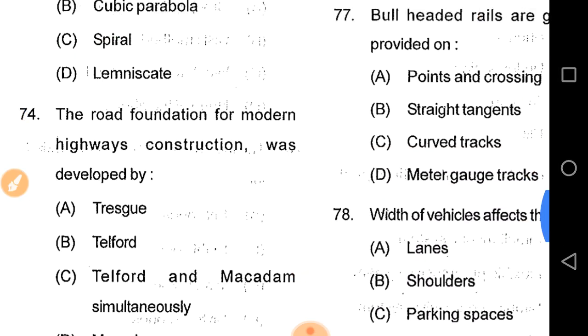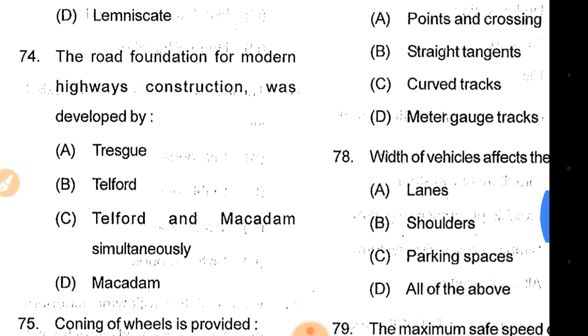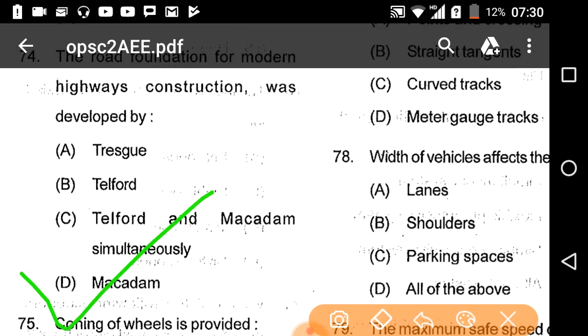The road foundation for modern highways was developed by Tresaguet, Telford and McAdam, and only McAdam. So option D will be the correct answer, only McAdam.